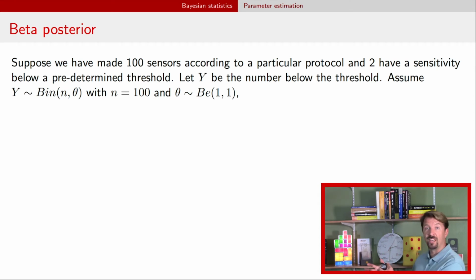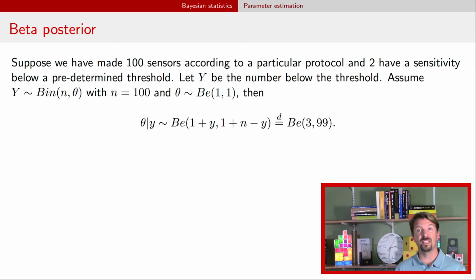Hopefully using this beta(1, 1) here will remind you that the posterior is also a beta distribution. That posterior is specifically a beta with the first parameter being 3 and the second parameter being 99. Notice how that first parameter is related to the number of successes. In this case, the sensor being below the threshold is a success. That first parameter is 1 plus y, so the number of successes plus 1. The second parameter is n minus y, the number of failures, plus 1. So we can think about the first parameter of the beta as being related to the number of successes, and the second parameter as being related to the number of failures.